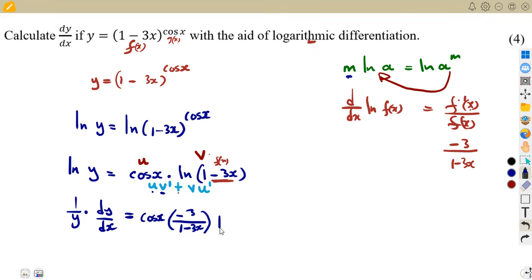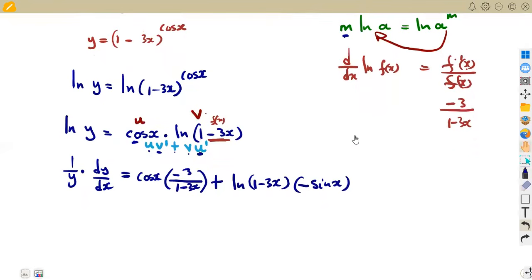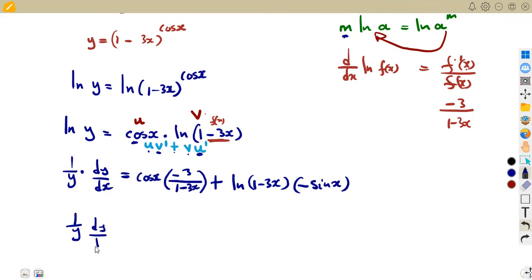Okay, plus, so you're going to have plus v, our v, which is the whole ln of 1 minus 3x as it is. All right, so this part is going to be multiplied to the first derivative of u, of which our u is cos. The derivative of cos, remember, that's negative sine of x. So this is what we're going to obtain from the derivative of this product that we had on the right hand side.